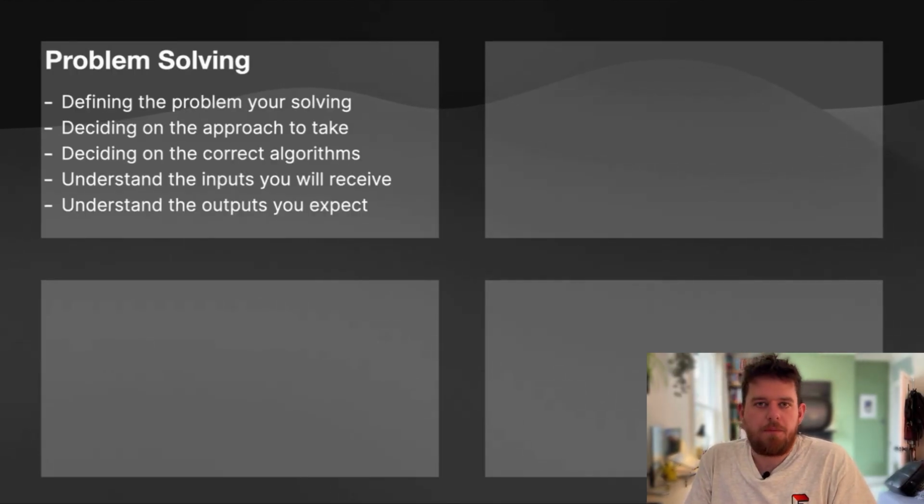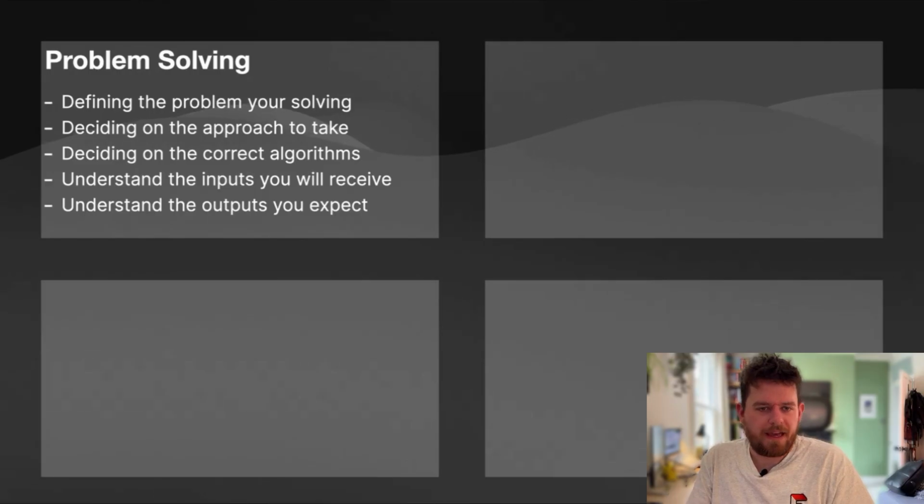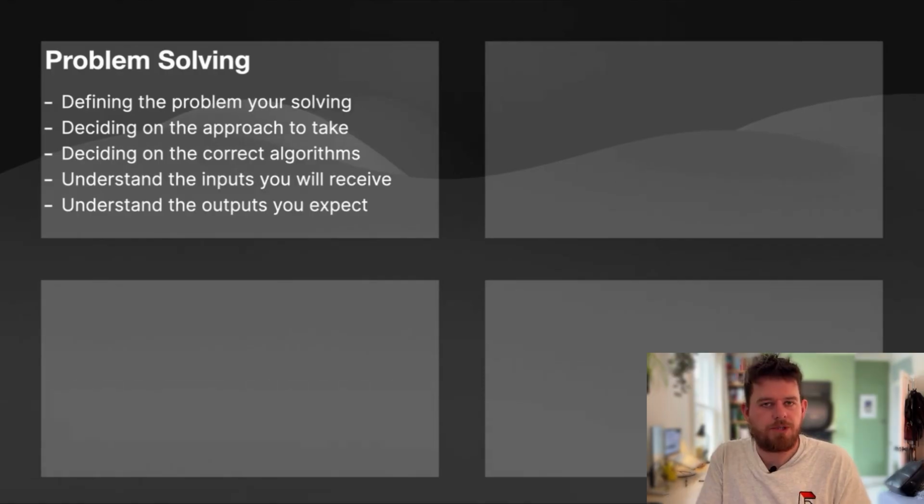The first being problem solving. We've actually got to solve a problem. We need to define the problem that we're solving, first of all, otherwise we don't really know what we're doing from that point onwards. We need to decide on the approach that we want to take to solve that problem. And part of that is that we want to decide on the correct algorithms to use.